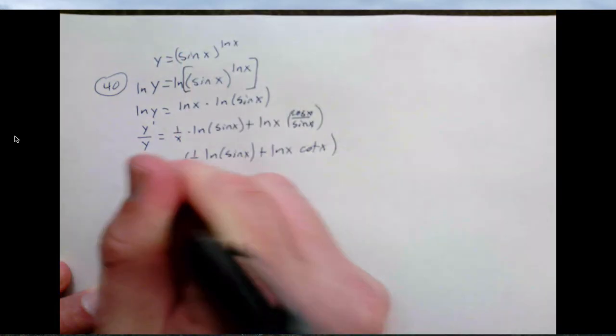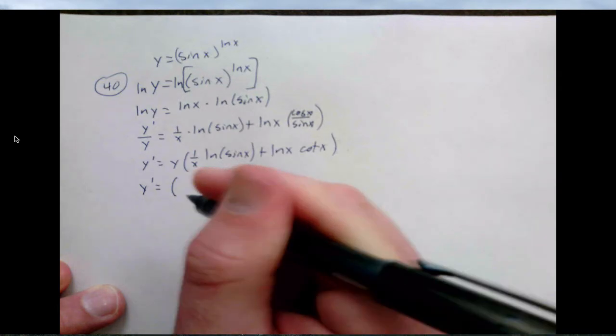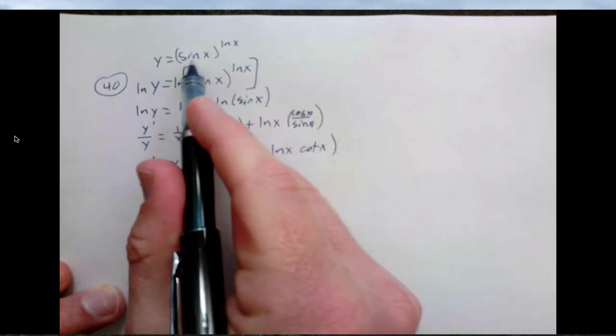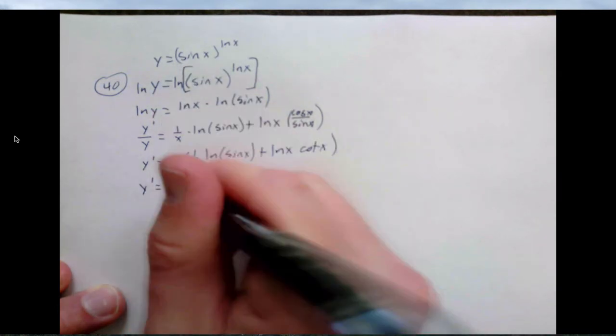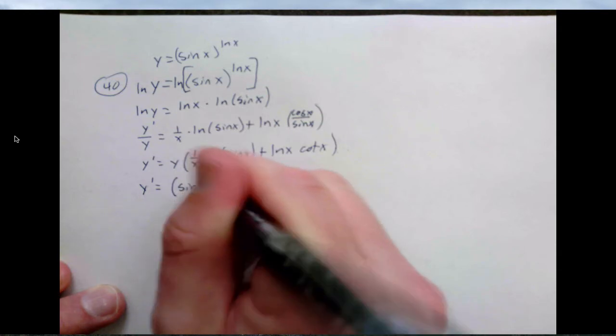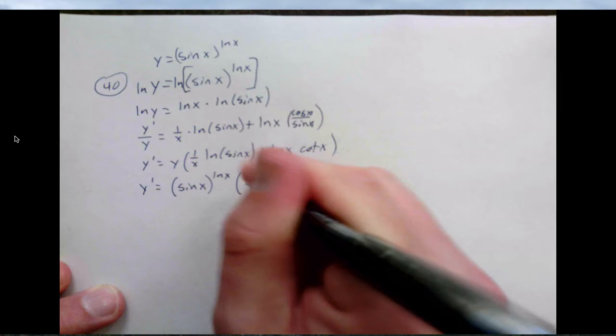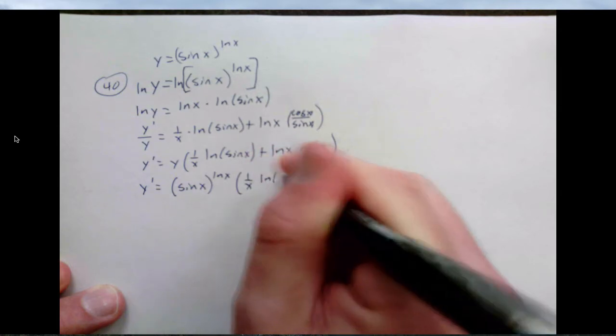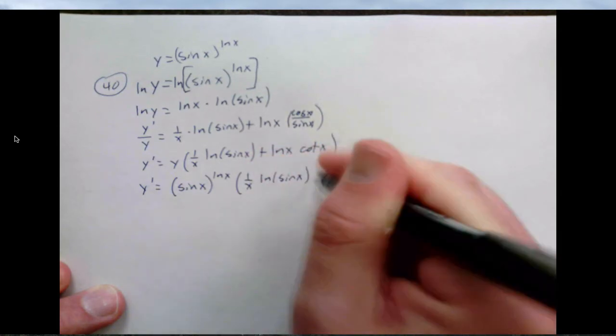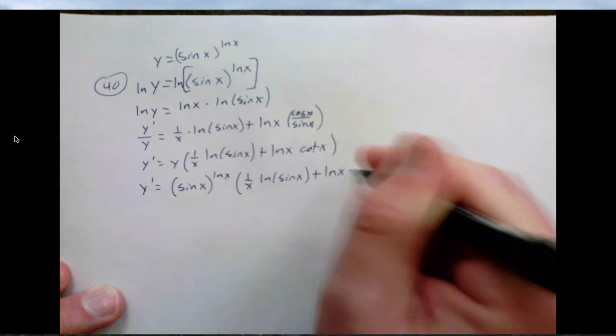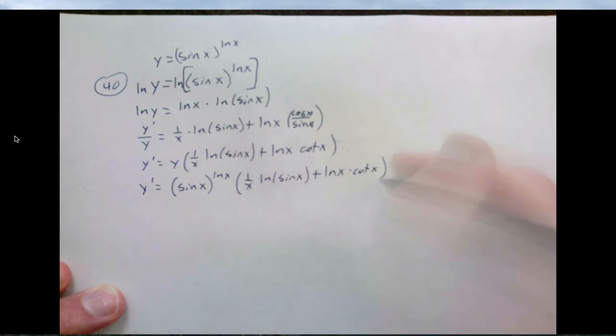So we take that y and we replace it by what y equals. And because y equals sine of x to the power natural log of x, that's what would go here. Power natural log of x multiplies by 1 over x natural log sine of x plus natural log of x times cotan x. All right, and that one is done.